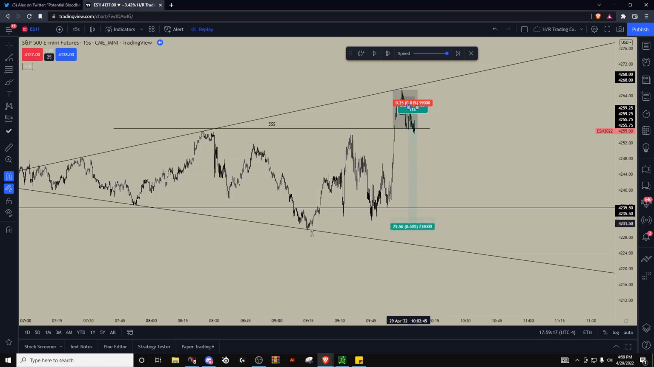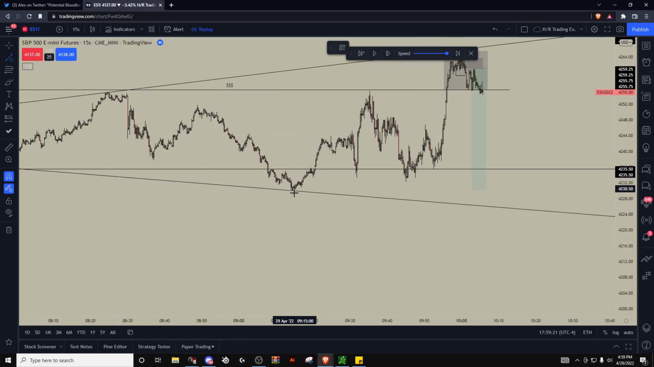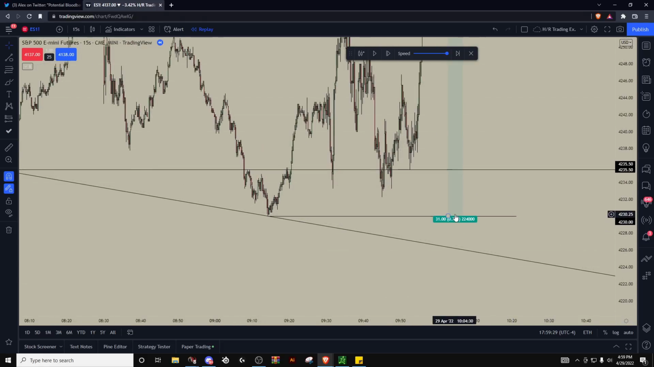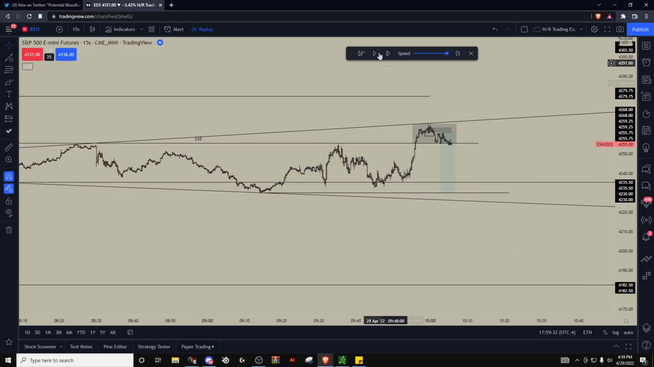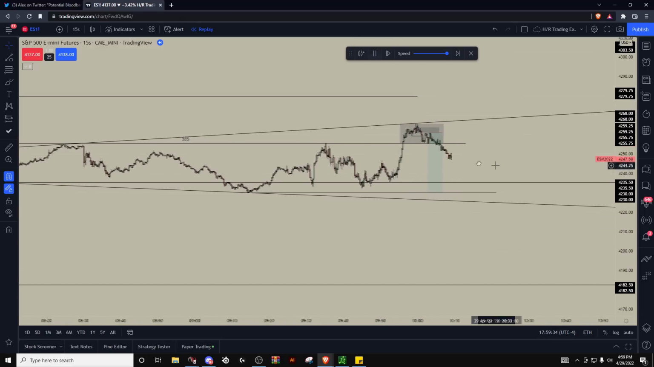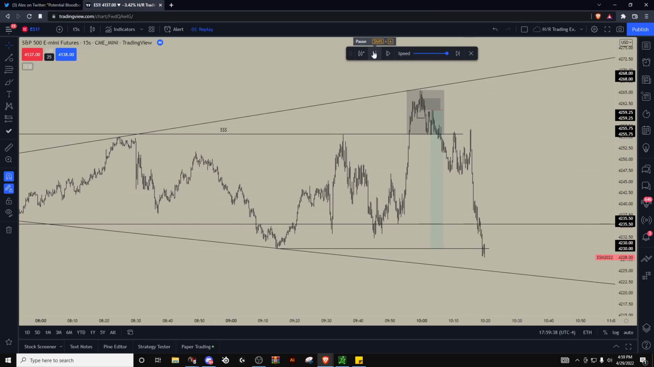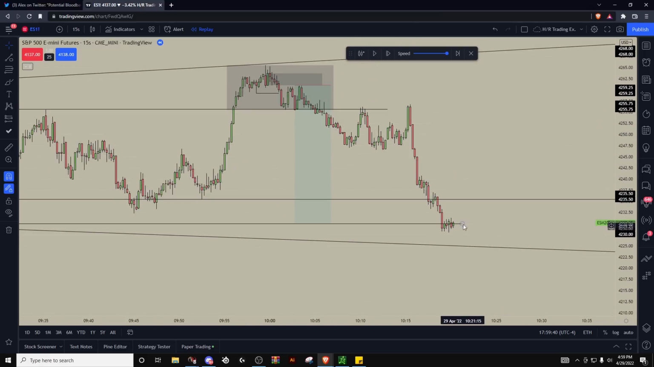And our first target, I want to get to the bottom of this range. That is 30.75. Maybe could be a little different. Let me go like this. Yep, so 31 points. That's my first target. So if we let this play out, boom, 31 points. That's the first target.